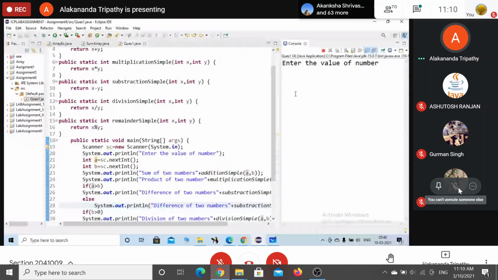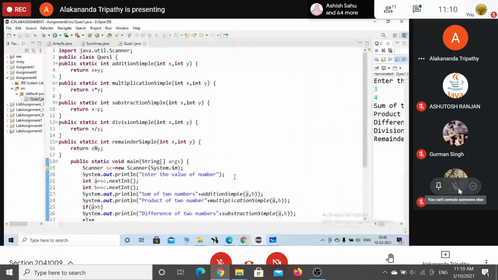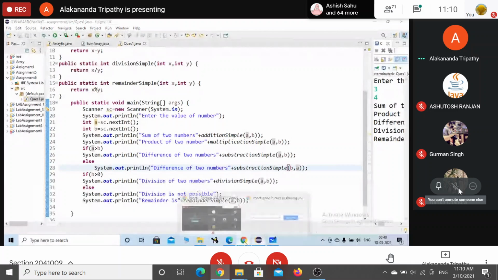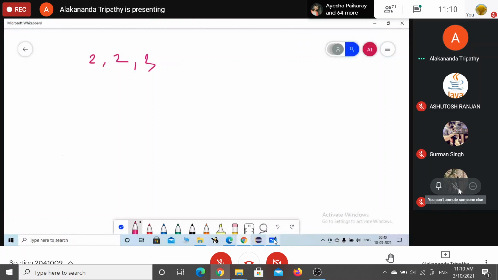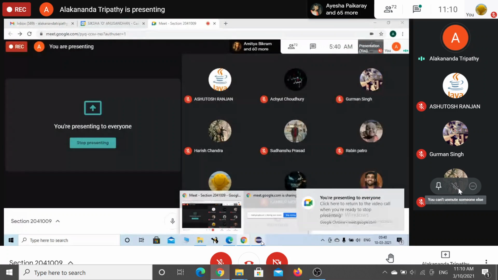Enter the value. Okay, sum of two number is 7, product is 12, difference is 1, division is 0 because here we are going to find out the integer value and the remainder here is 3. Okay, write down this code. लिख लो. Write down this one.